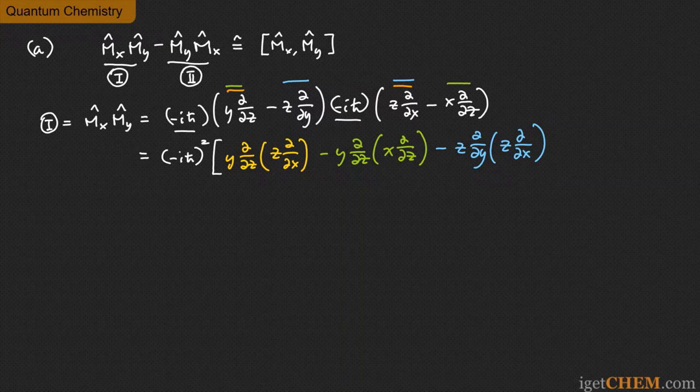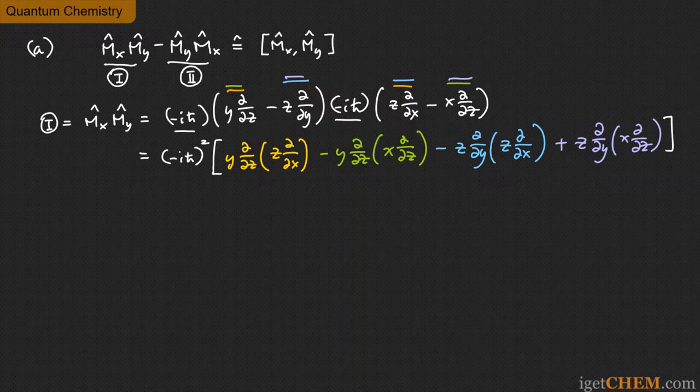And finally, the last term is obtained by having this go with that, and the double minus becomes a positive. So I have a positive z partial y, x partial z. And that all goes inside these square brackets. So we will have to find a simplification of that thing to try to make better sense of it.